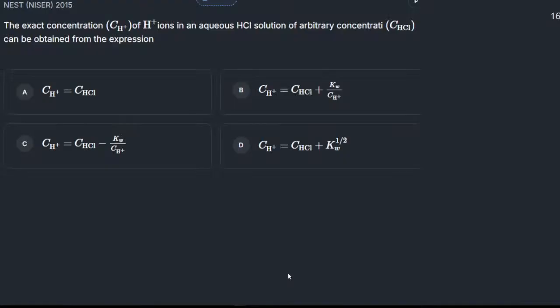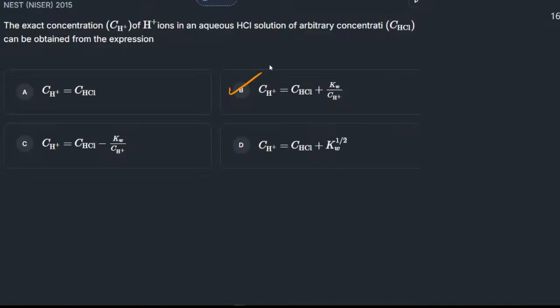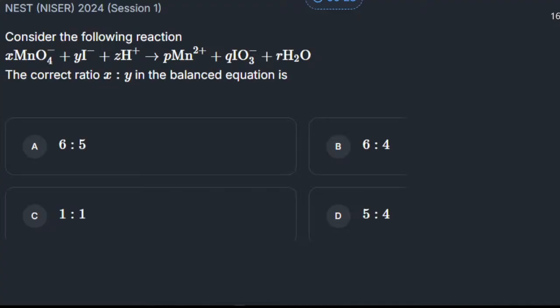This reaction, see, this came in 2015 as well, and the exact concentration question had come earlier also. So the same option B is correct. So this is all about ionic equilibrium. Now in redox there are only two questions. First one is this one. Do it. This question came in 2024.